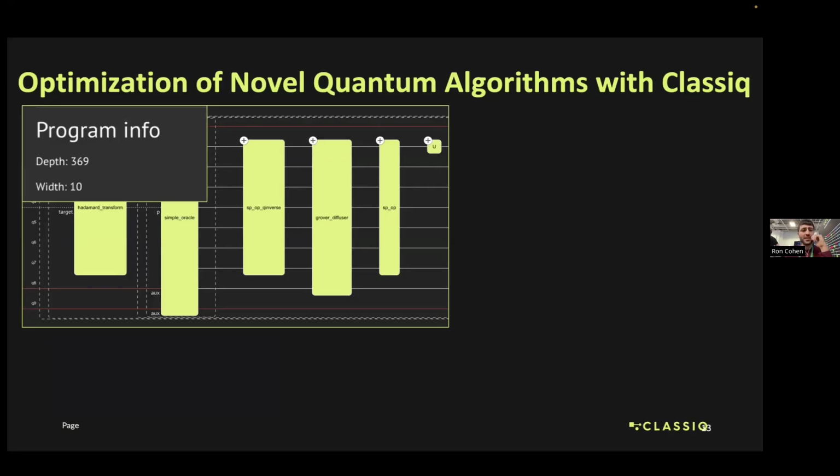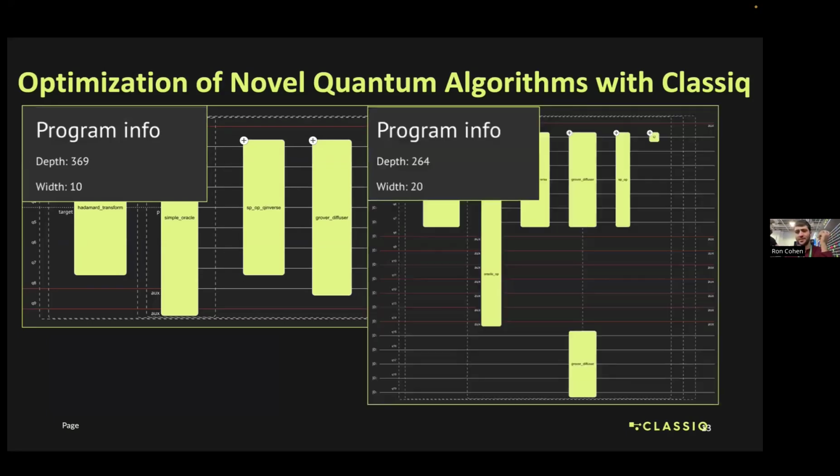Now, once it's synthesized, I can analyze and see different implementations. Those two circuits have the same functionality, but they do it in a different way. One is optimizing depth, and the other is optimizing width. Because, for example, a multi-control NOT gate, you could do the same multi-control NOT, but with more auxiliaries or fewer auxiliaries, just to save depth.